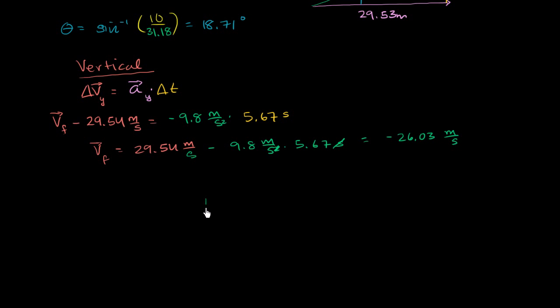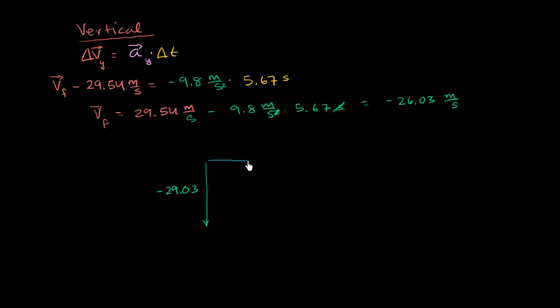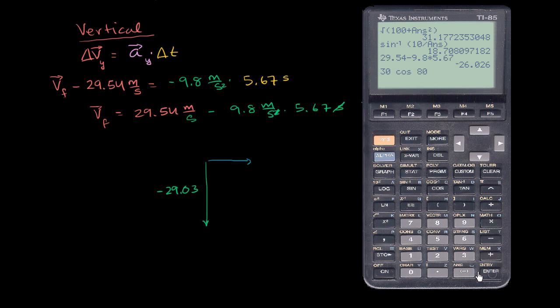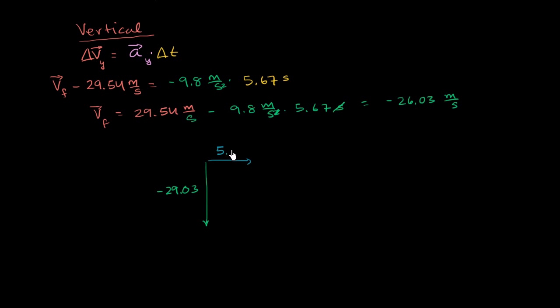So what is our total velocity when we fall back to that landing? The vertical component of our velocity is negative 26.03 in the downward direction. And the horizontal component of our velocity, we know, hadn't changed the entire time. We figured out it was 30 cosine of 80 degrees. I'll get the calculator out to calculate it. 30 cosine of 80 degrees is equal to 5.21. So this is 5.21 meters per second. These are both in meters per second.